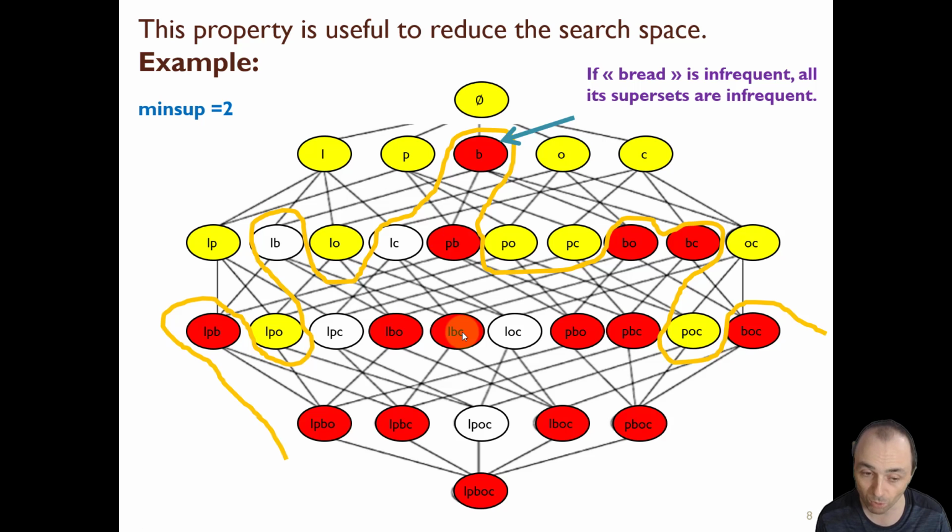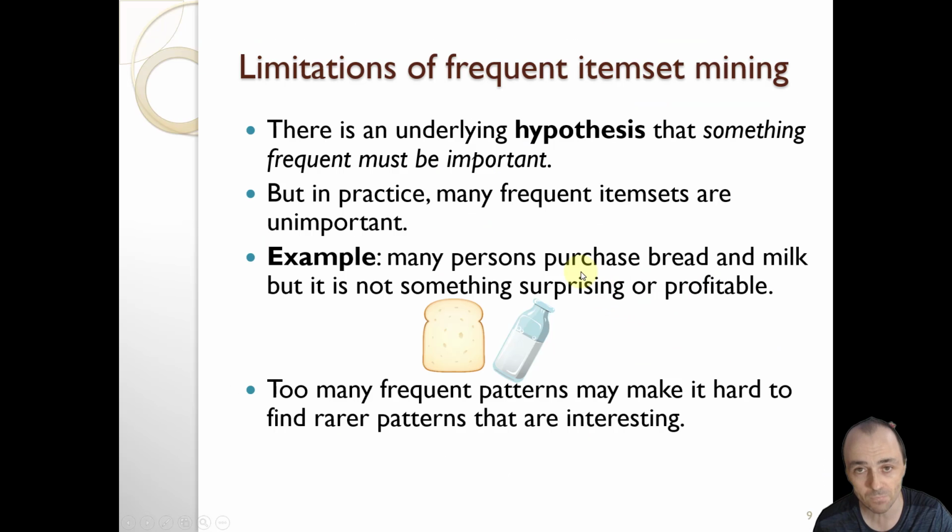So we could do the proof about this, or you can also check the example. You will see it is always true. So this is a powerful property used in frequent item set mining to find the solution quickly without looking at all the combinations. Because if we know bread is infrequent, we don't need to look at everything with bread. So that was a brief overview, okay? If you watch my other videos, you know about this already.